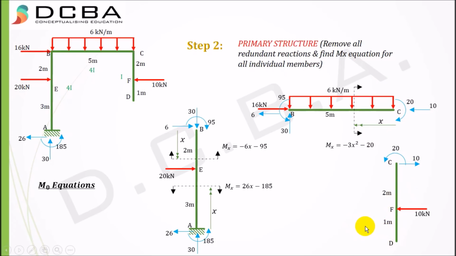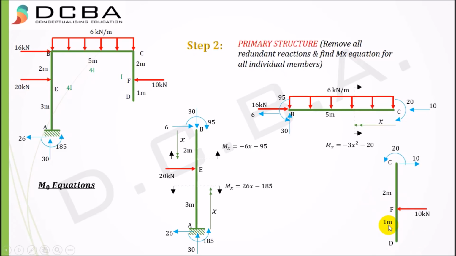Now you need not find reactions at D because there is no support here. Reactions are only found where there is support or where we have separated the member or separated the beam. So you need not find reactions at D. It is already balanced. If you see, this 10 is going rightwards, this 10 is leftwards, they are balanced, and then 20 anti-clockwise, 10 into 2 clockwise, it is balanced again.